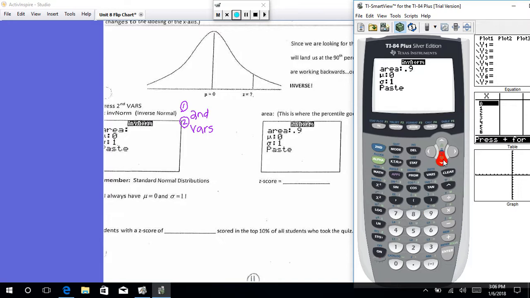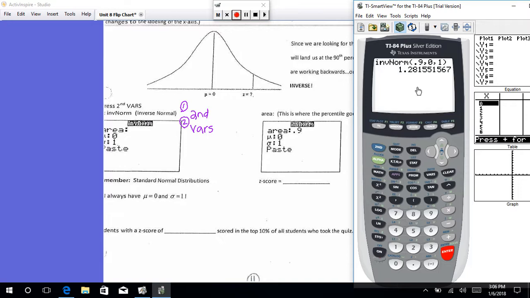We are going to leave everything else the same. Inverse norm, come down here and click paste. And we figured out that 90% of the data, because we know 68%, we know 95%, we know 99.7%, and of course we know 100. Okay, 90% is a different percentage than what we're used to. 90% of the data falls 1.28 standard deviations away from the average.